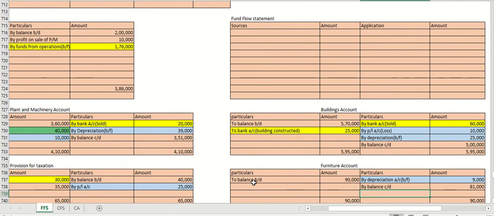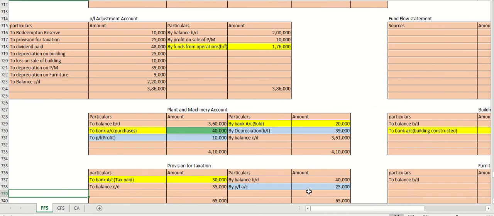So to balance brought down 90,000, by balance carried down 81,000. So if you see, again we are not considering the rate of depreciation because we have a debit balance. So if it's a debit balance, the balancing figure will always be depreciation. It will be accounted as depreciation. So your 9,000 is your balancing figure, but not calculating the rate of depreciation. So we are finishing up with the furniture because nothing else is given. So finishing up with the furniture account.